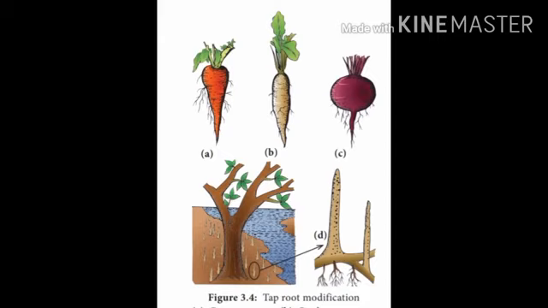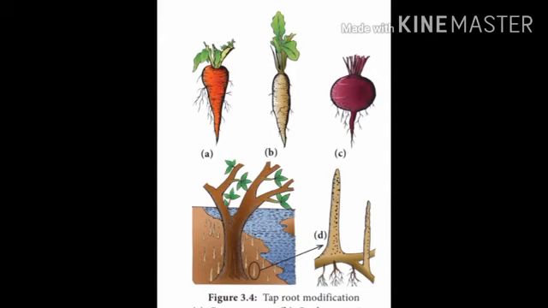Carrot comes under conical root. It is a root that looks cone-like, broad at the base and gradually tapering towards the apex. In fusiform, it is swollen in the middle and tapering at both ends, at the base and at the top. And in napiform, it is very broad at the top and suddenly tapers towards the base. So these are the three examples for storage: conical, fusiform and napiform.